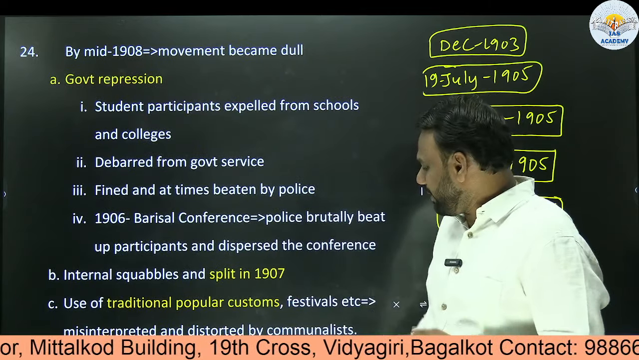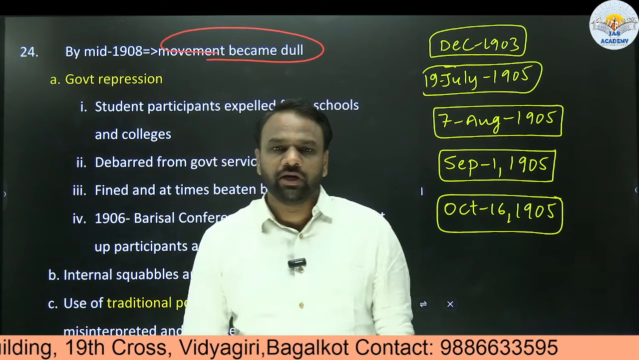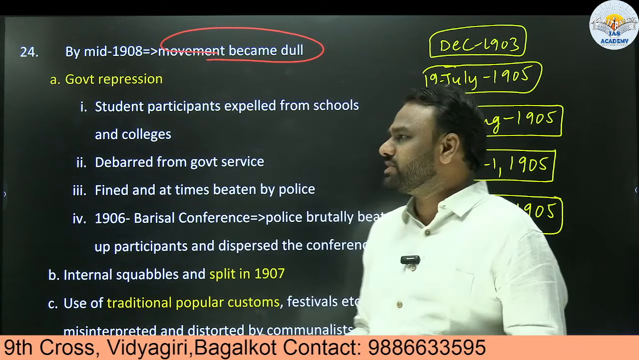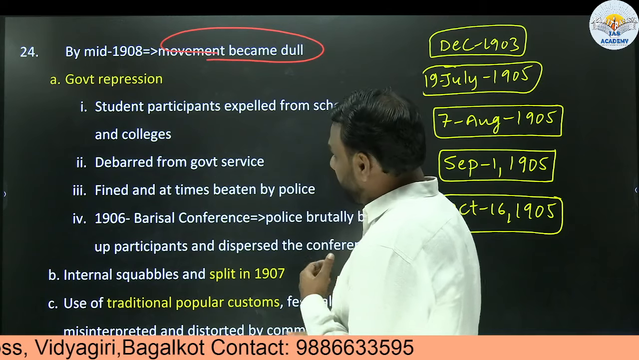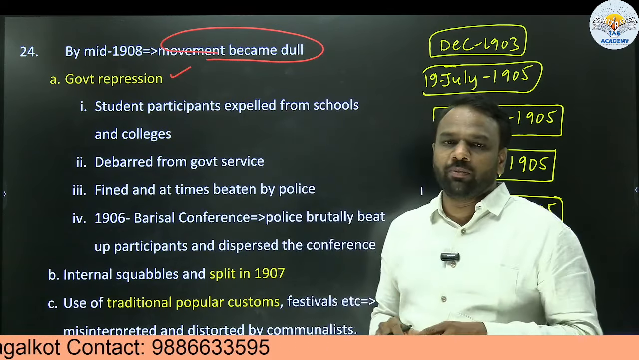Next, by mid-1908, the movement became dull. It became weak. So let us see what the various reasons are for this movement becoming weak. One is government repression. The government started suppressing the movement in various ways.